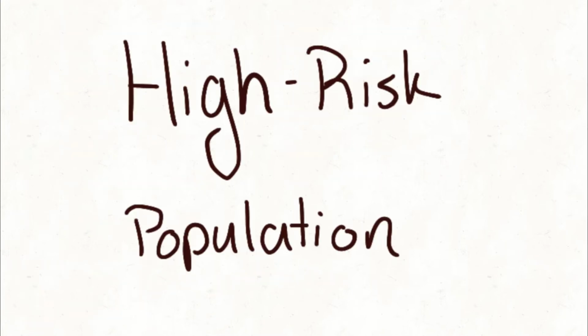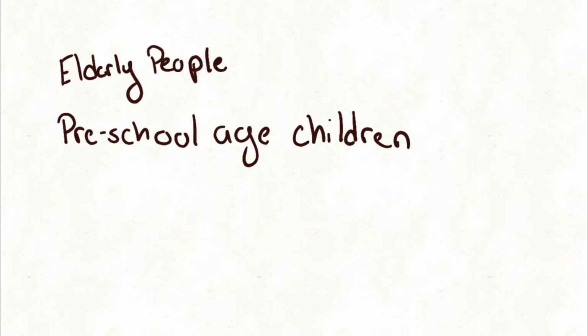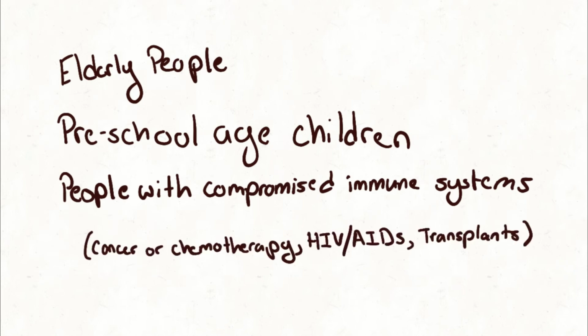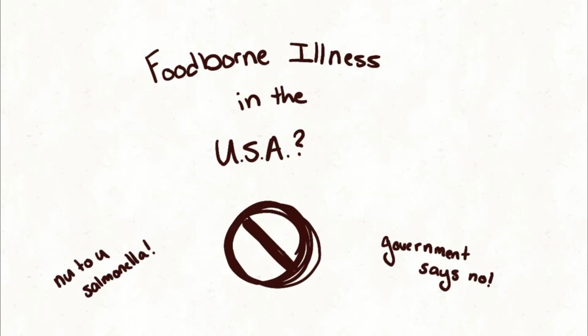There is a certain group known as the high-risk population, and these people can be affected by foodborne illnesses more severely than other people that are in better health than them. These include elderly people, preschool-aged children, and people with compromised immune systems, such as those with cancer or chemotherapy, HIV/AIDS, and transplants. Several government agencies take leading roles in the prevention of foodborne illness in the United States.